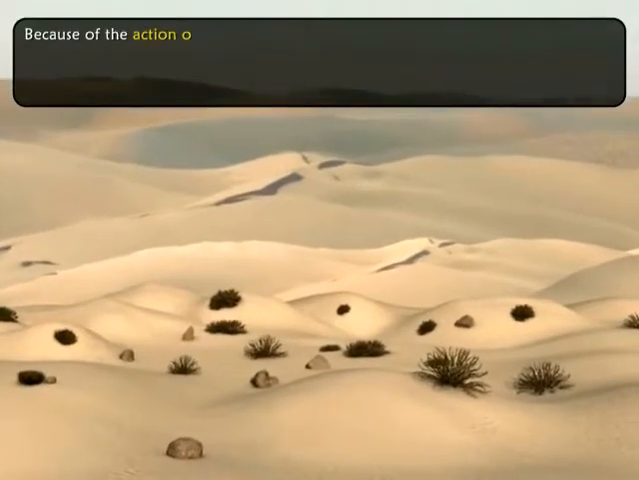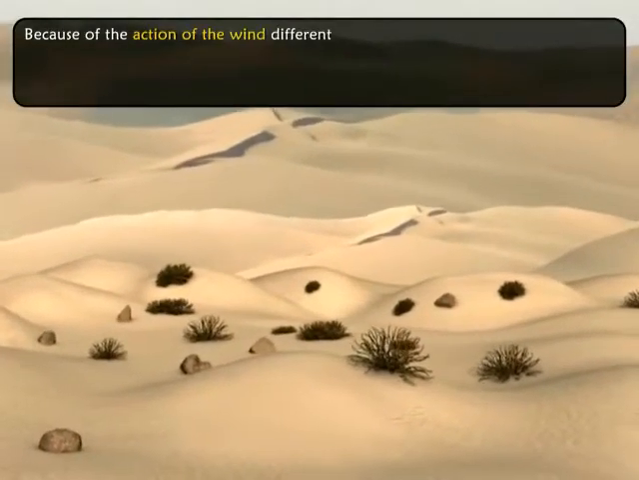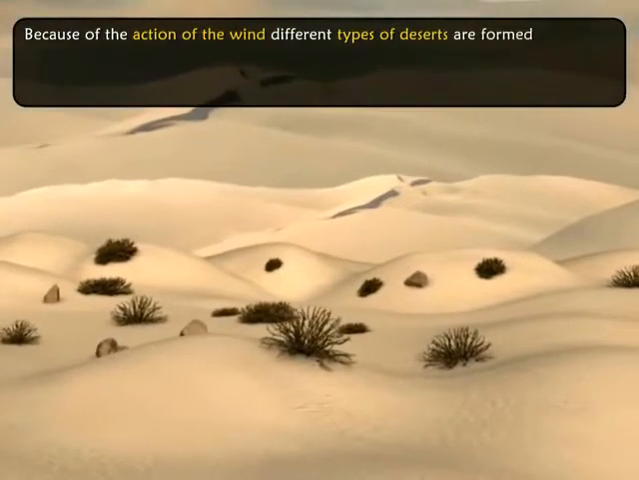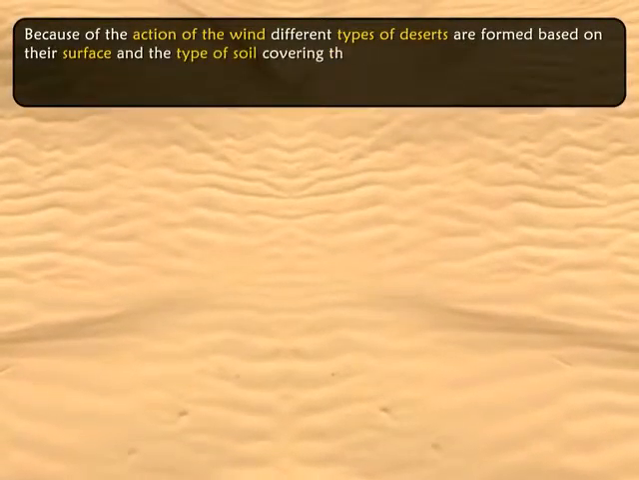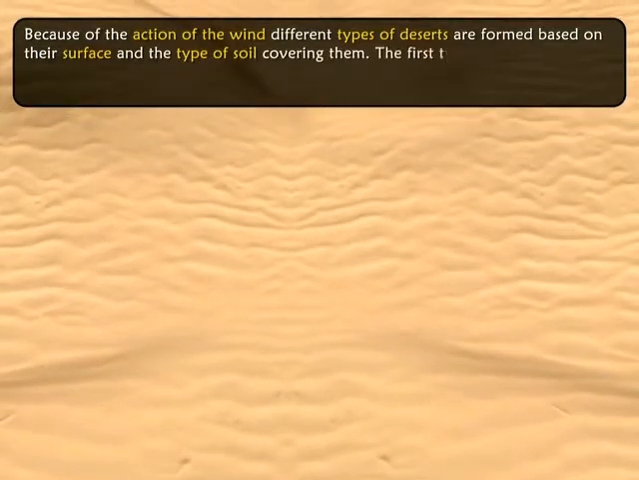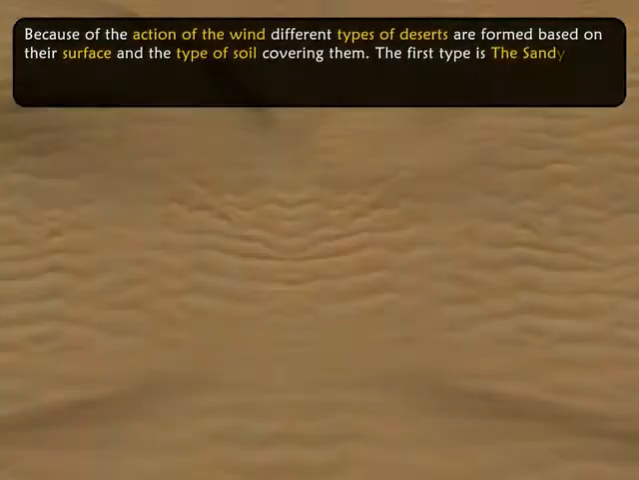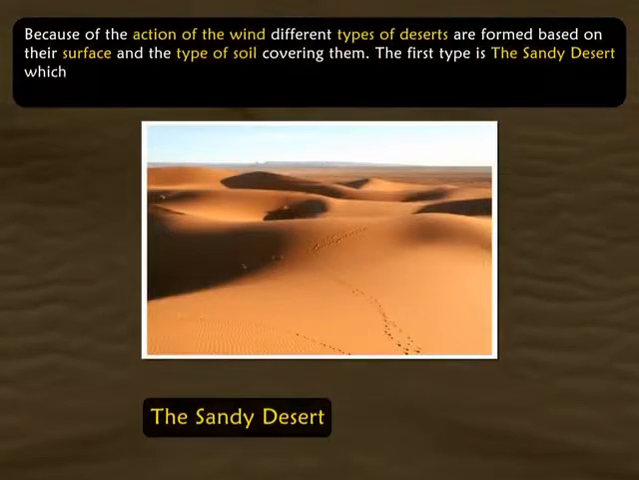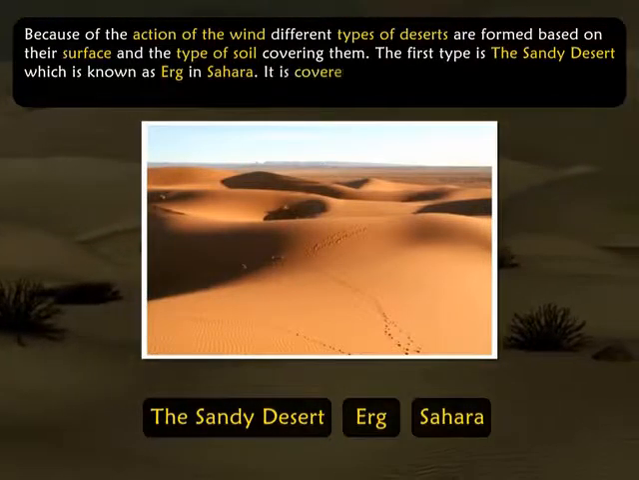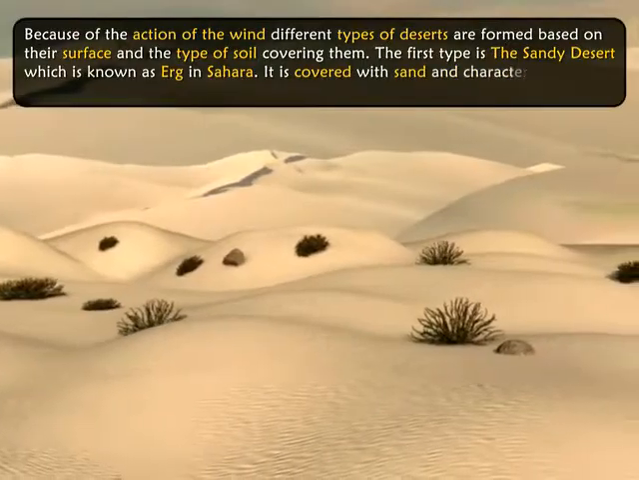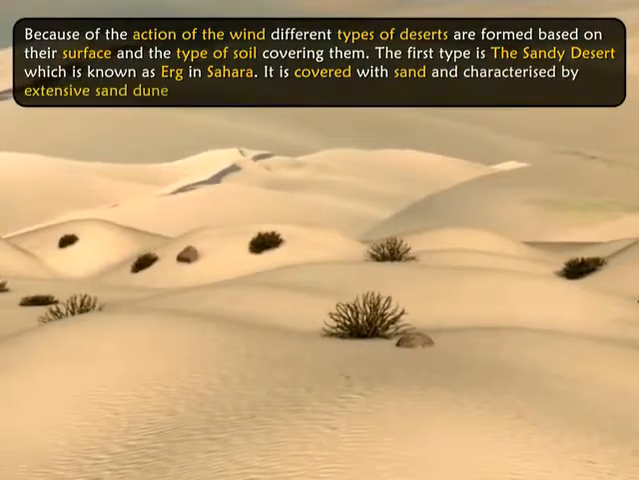Because of the action of the wind, different types of deserts are formed based on their surface and the type of soil covering them. The first type of desert is called the sandy desert, which is also known as the erg in Sahara. It is covered with sand and characterized by extensive sand dunes.